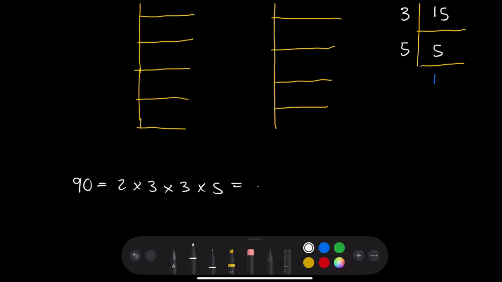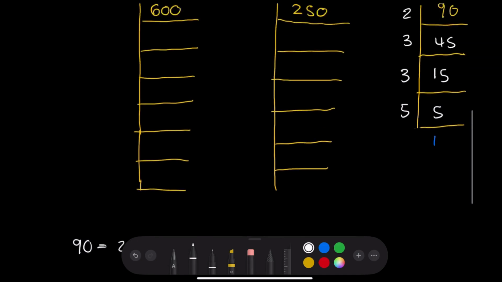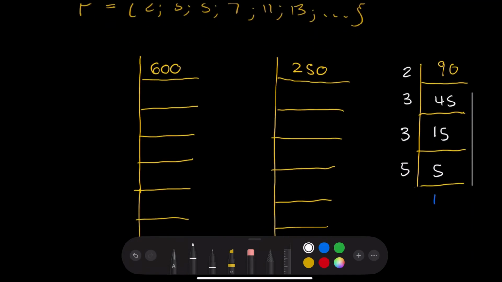And to write that more simply, it would be 2 times 3 squared times 5. Then when I look at 250, can 250 be divided by 2? Yes, it can. It's 2. That gives me 125. Is 125 divisible by 2 without leaving a remainder? That's no.